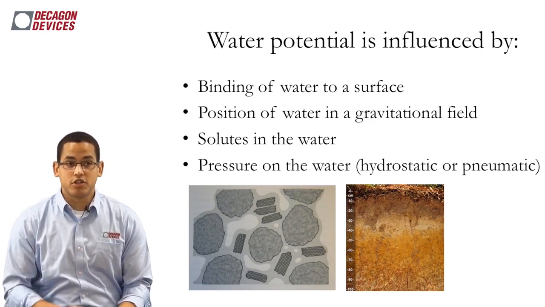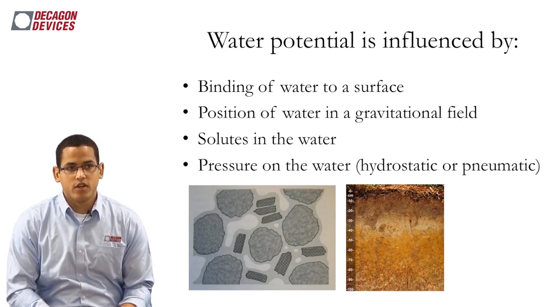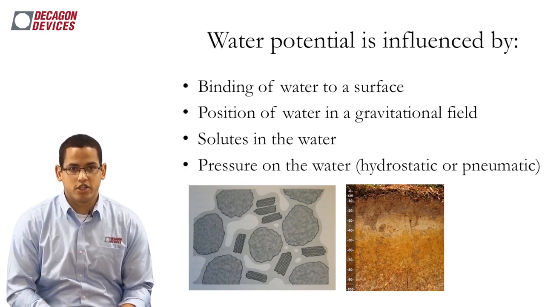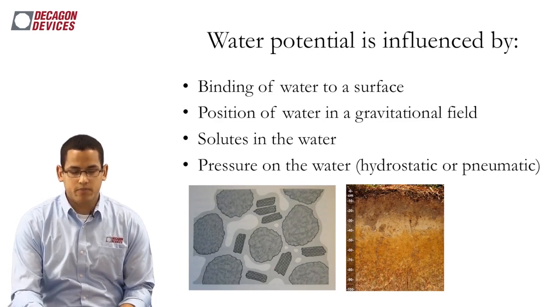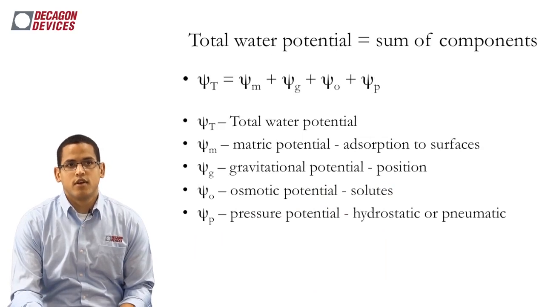It's also affected by solutes in water. So salt increases affect the water potential. And then the last thing that we typically refer to is the pressure on the water, so hydrostatic or pneumatic. This is typically when you have ponded or saturated conditions where you actually have a level of water above your reference point or above the point that you're measuring at.